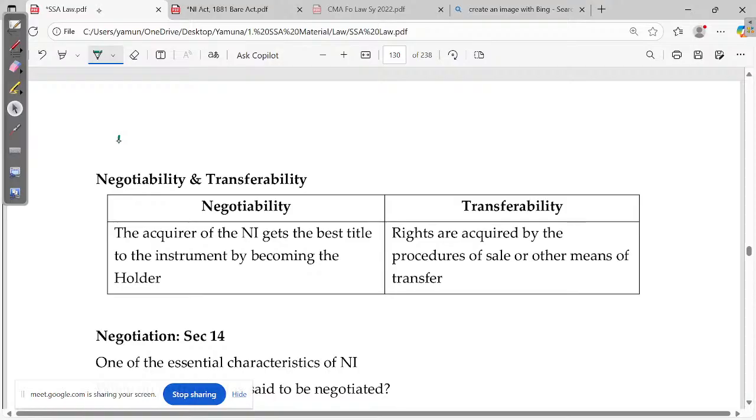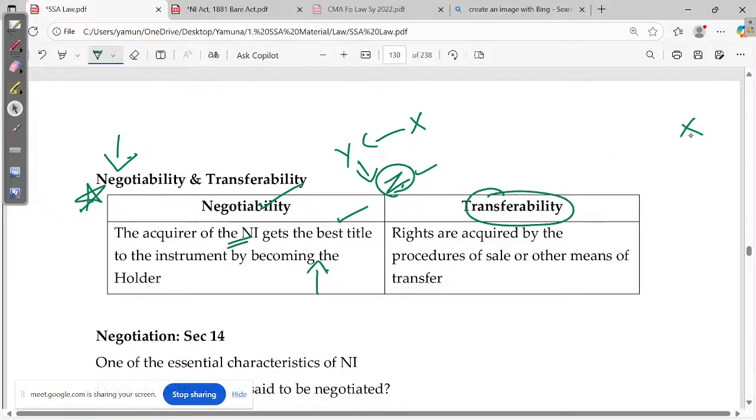Yes, we'll go for negotiability and transferability. In the heading itself, please try to understand negotiable is different and transferable is different. In the remaining part of the full content, please remember negotiable and transferable. Only this heading, negotiability and transferability, is different. Negotiability means the acquirer of the negotiable instrument will get the best title by becoming the holder. X to Y, what is he doing? He's transferring to Z. He becomes the true owner. Who's becoming the true owner of the document? Z. Okay. What do you mean by transferability?